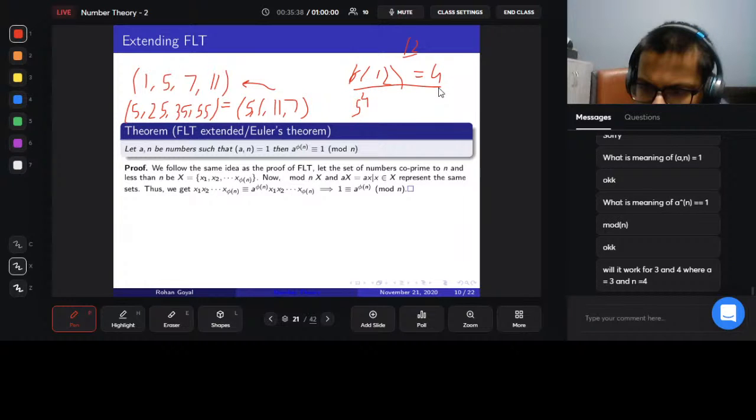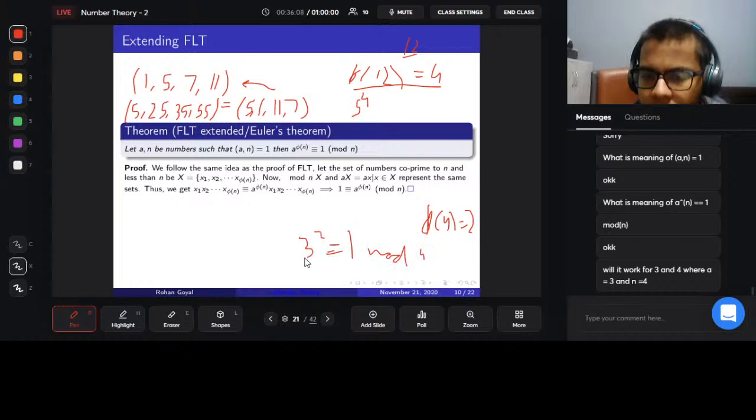Yes, this works for that, of course. Phi of 4 is 2, and a is 3, so 3 squared is of course congruent to 1 mod 4. I mean, 8 is divisible by 4. So 5 to the 4 into 1 into 5 into 7 into 11. And I can again remove these because all of them are co-prime to a. So I get that 1 is congruent to a to the phi of n mod n.